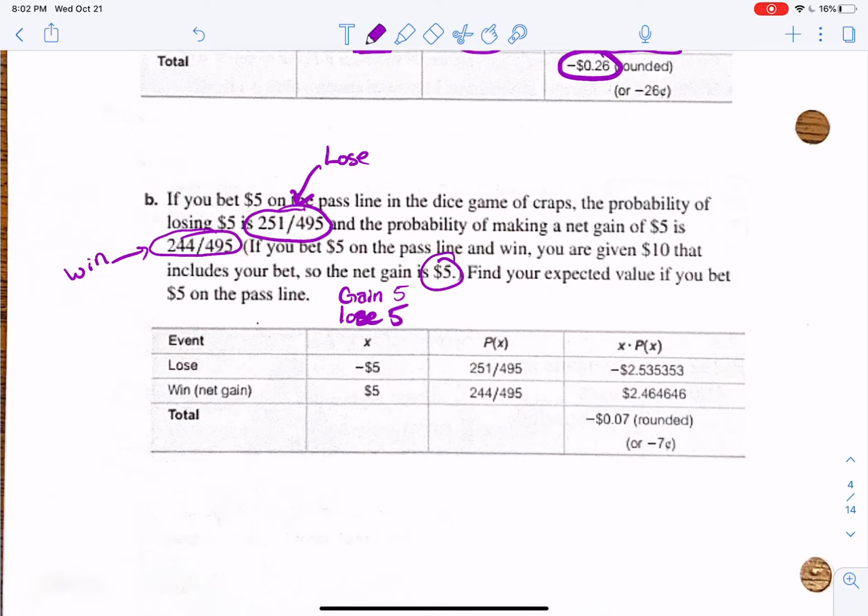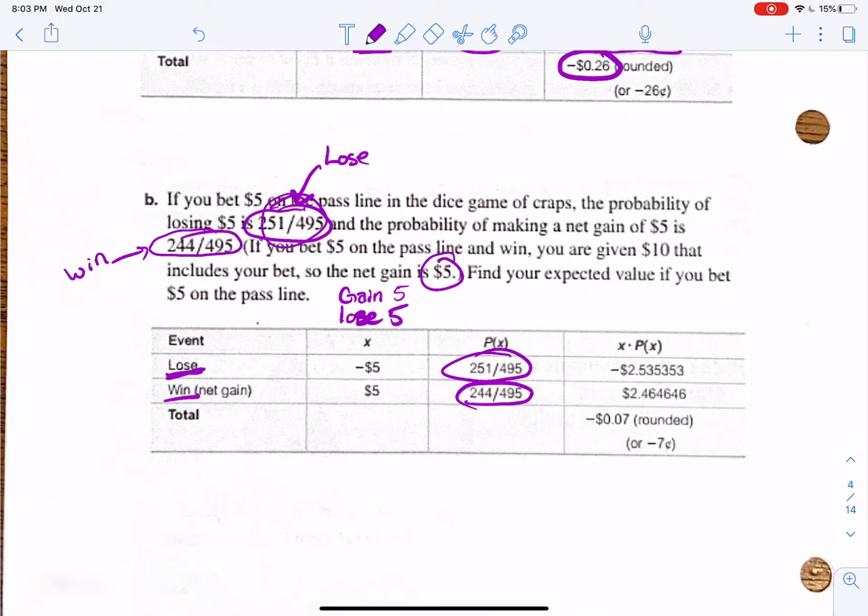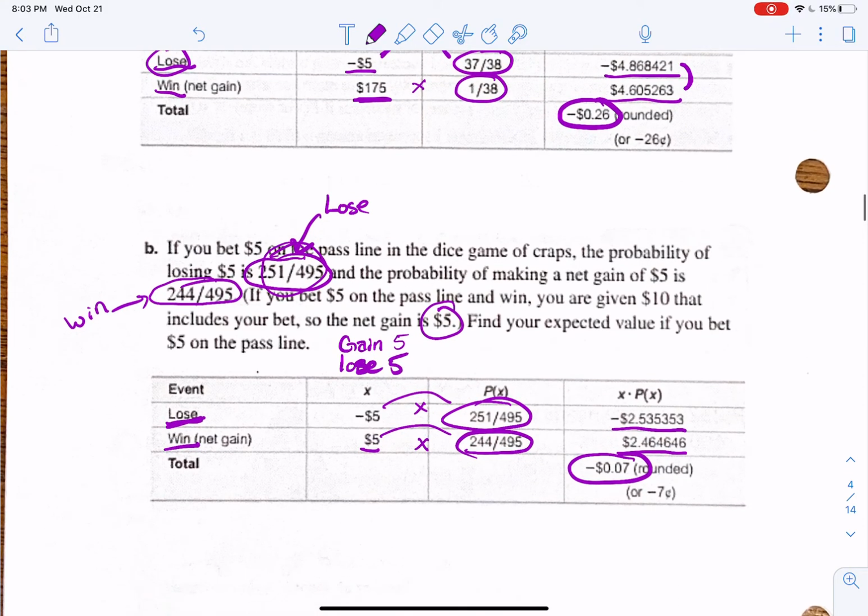So I'm losing versus winning. Losing, I have a 251 out of 495 chance of losing. That's what we labeled up here. If I lose, I'm going to lose $5, okay? Win. Oh, I don't know why I did that fancy circle. That's interesting. Okay, 244 out of 495 are my chances of winning, and if I win, I'm going to win $5. So I multiply those together, just like we're finding the mean, okay? And I get this number, and when I add those together, it gives me negative 0.07, which means I'm going to lose on average 7 cents per time I play the game, okay?